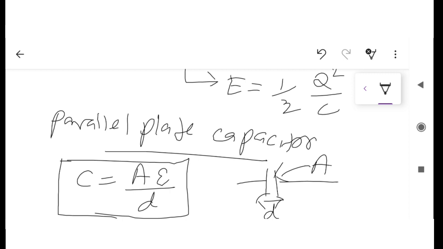These are the main formulas that we use for the capacitor's coefficient and for solving the problems. Okay, these are the things that you have to know for solving the problems.